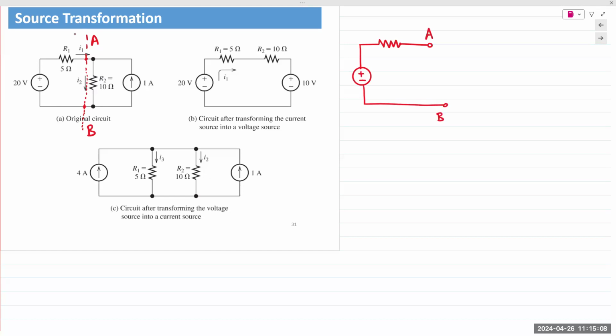That's the voltage source on the left. That remains as it is. R1 also remains as it is. And then on the other side, we have the remainder of the circuit. The remainder of the circuit has a current source in parallel with that resistor. Right? So we have a 1 amp current source, and we have R2, 10 ohms.